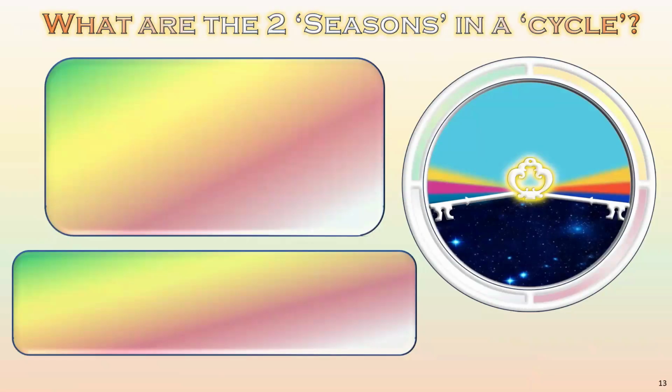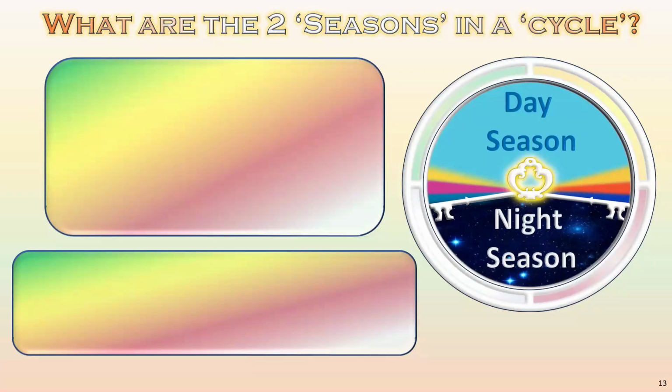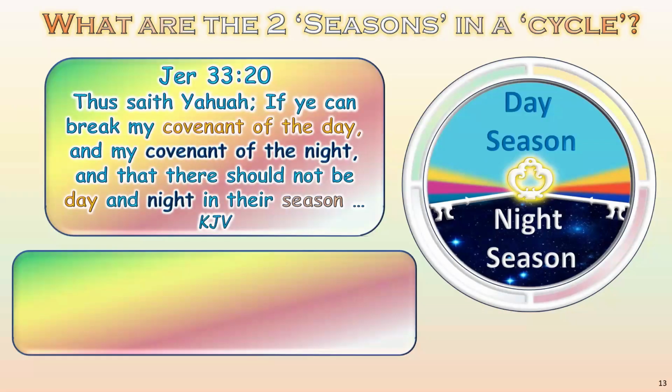What are the 2 seasons in a cycle? There are 2 seasons represented here, the day season and the night season. And where do we read about that? It's in Jeremiah 33:20. Saith Yahuwah, if you can break my covenant of the day and my covenant of the night, that there should not be day and night in their season. That's the beginning of it.